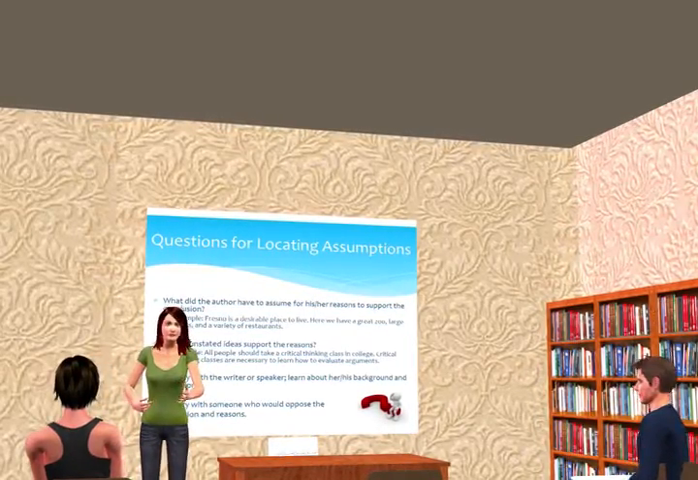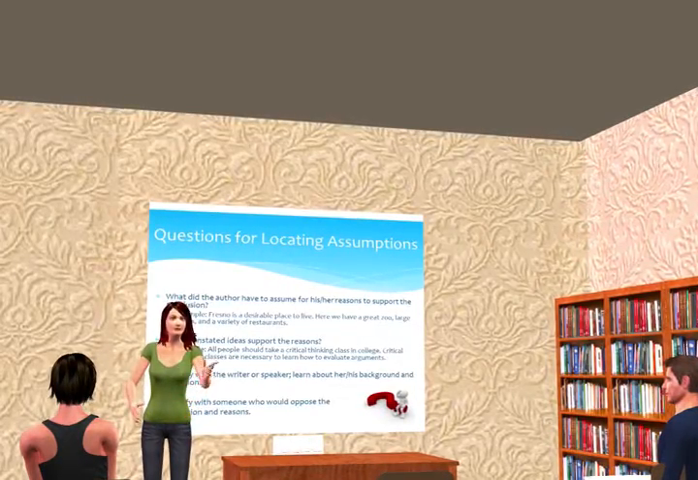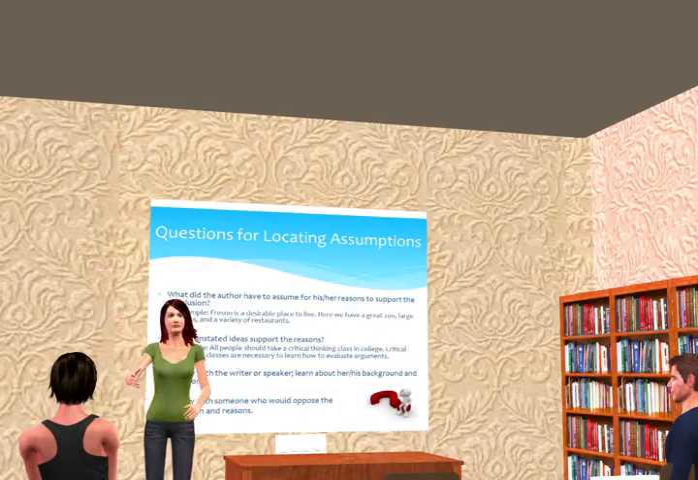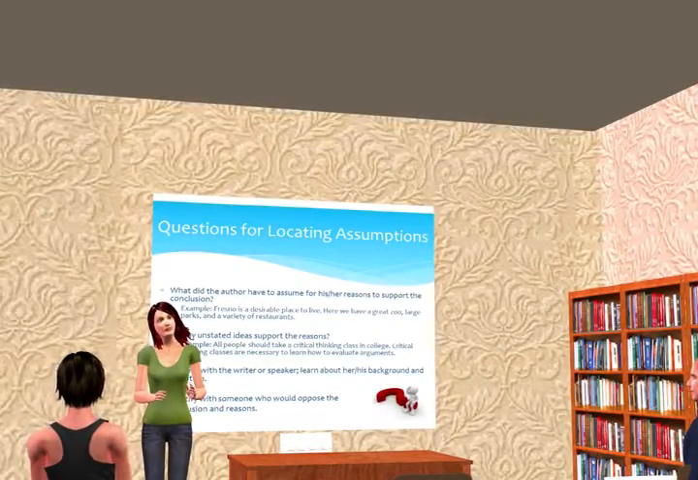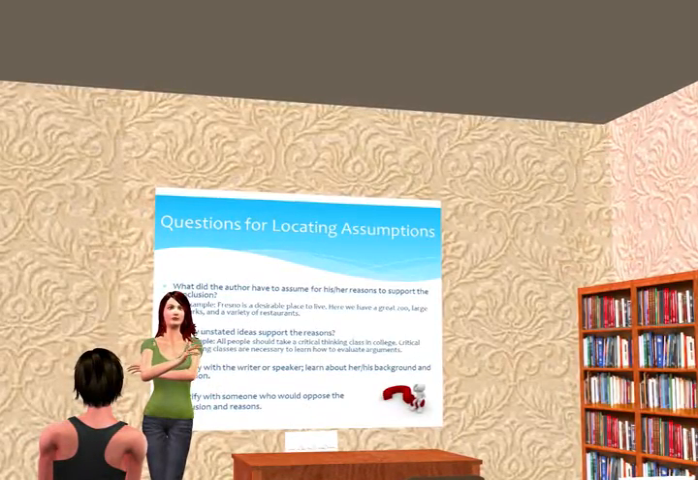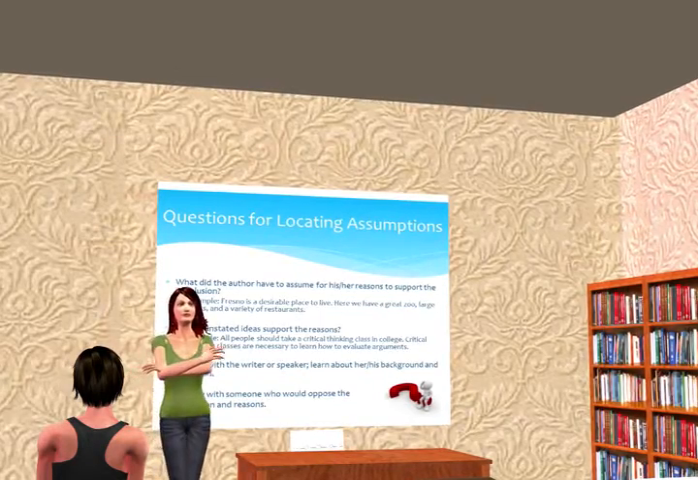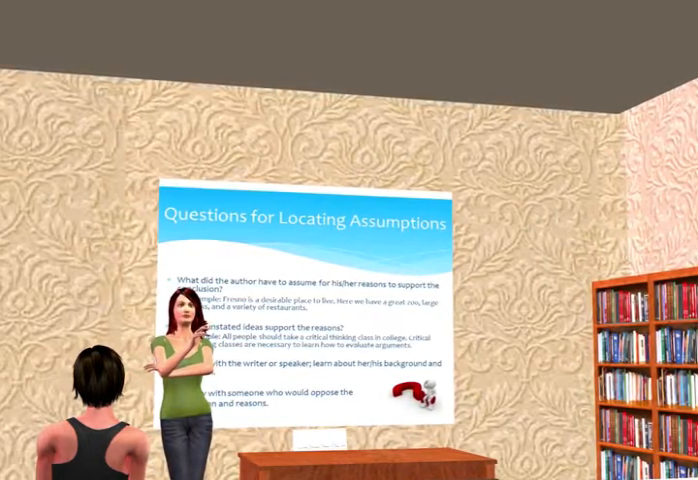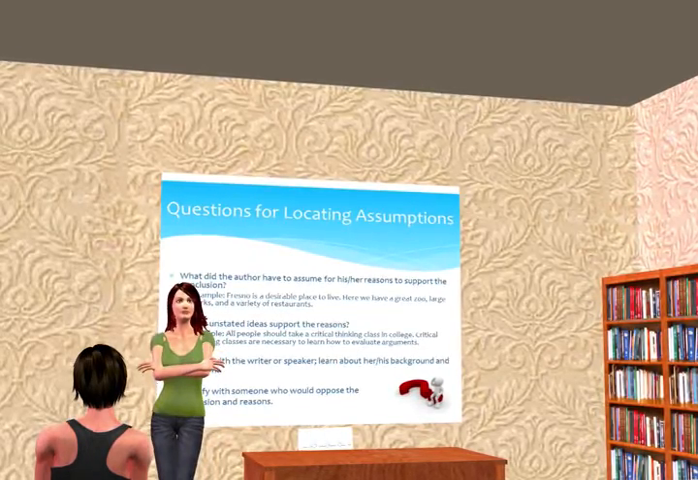You could also identify with someone who opposes the conclusion and the reasons. So going back to our first example, think about maybe someone who thinks that Fresno is not a desirable place to live. I know there are people out there like that. Can you believe it? I actually think this is a wonderful place to live. However, by taking the stance of someone who opposes the conclusion, you might say, okay, well, why do you think Fresno is not a desirable place to live?